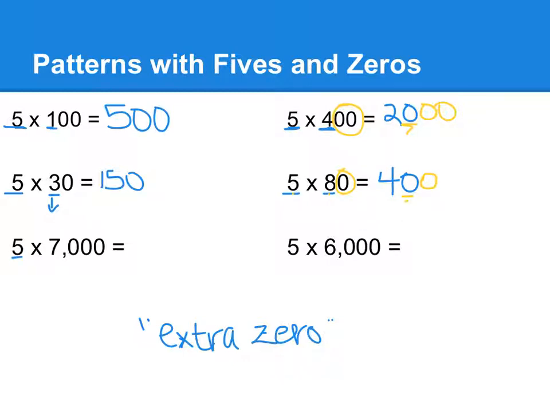Here we've got 5 times 7,000, which we know is 5 times 7, 35. And then we're going to annex 3 zeros on the end. The number of zeros in our answer is exactly the same number of zeros in the problem. And 5 times 6,000, we do 5 times 6, which is 30. Annex the 3 zeros on the end, and we end up with an answer of 30,000. It looks like there's an extra 0 because there's 4 zeros in our answer and only 3 in the problem, but the extra 0, if you want to call it that, is just a result of multiplying 5 by an even number.